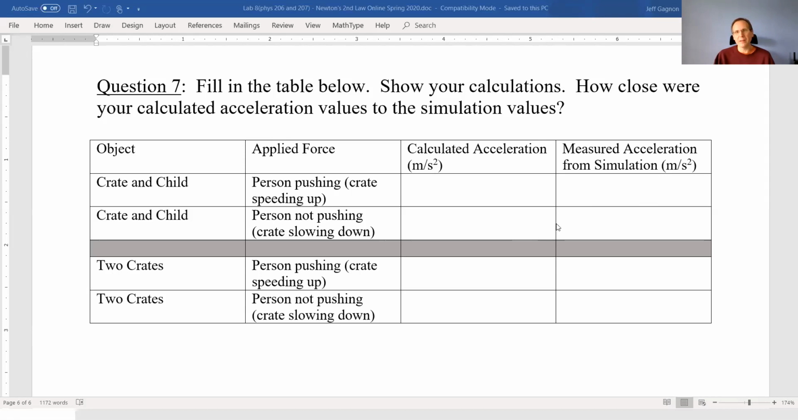If not exactly equal. Then do the same thing, but instead of having the crate with a child on top, just do two crates, put one crate on top of the other. And then same thing, calculate acceleration when the crate is accelerating to the right, when it's speeding up, and then when the crate is slowing down, the acceleration is to the left. And then compare that to the measured. And again, you just have to qualitatively compare them. You say, oh yeah, we got exactly the same thing as the measured or whatever, but show me these 4 calculated accelerations for your lab report.